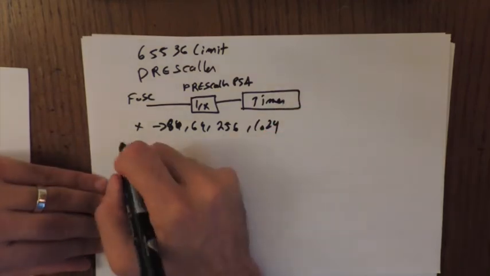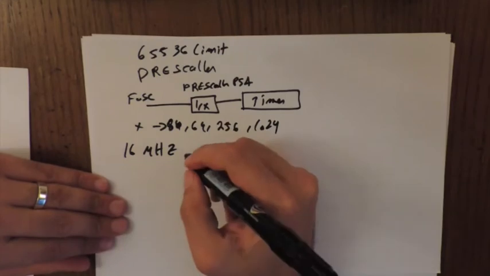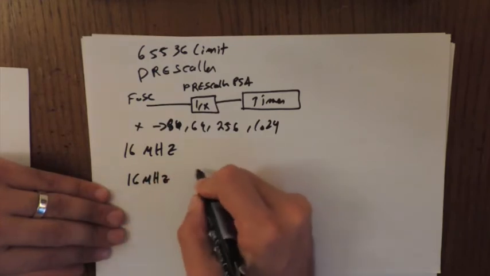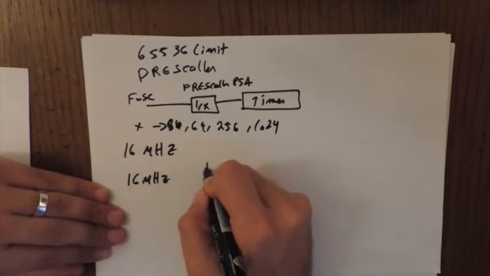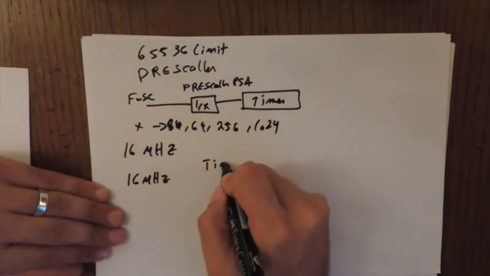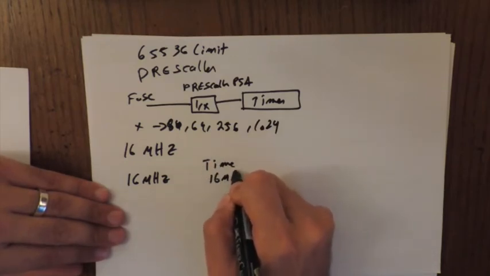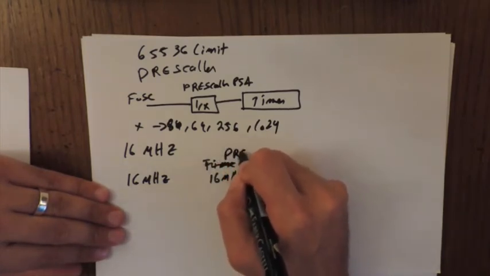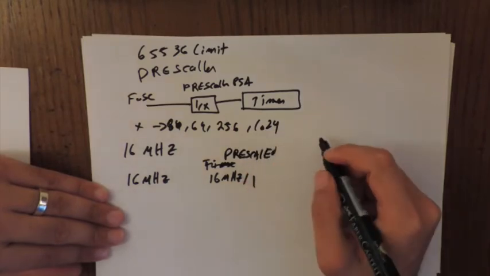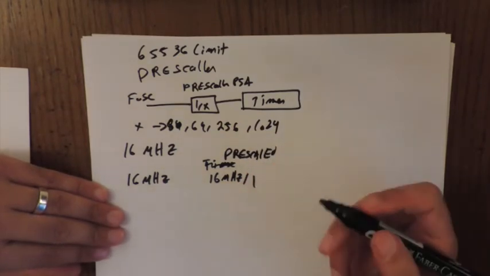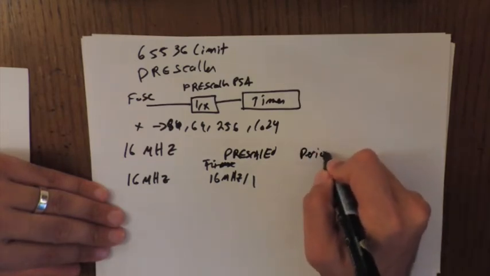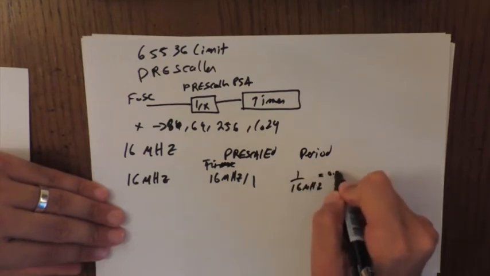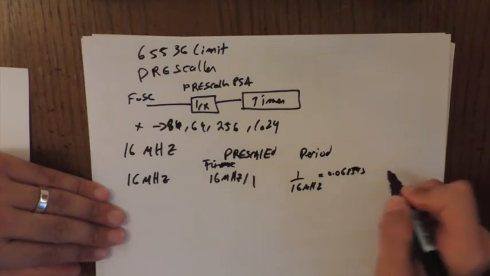So let's say I have a 16 megahertz clock. If we have no prescaling, the frequency is 16 megahertz over 1. So here we're dividing it by 1, so we don't have any prescaler. The period will be 1 over 16 megahertz, which is equal to 0.0625 microseconds.